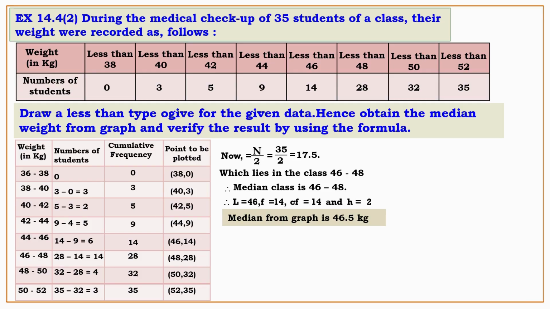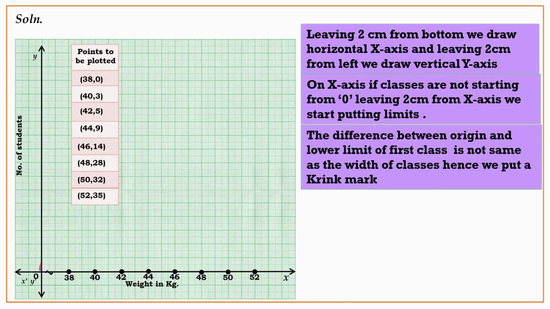And what is the corresponding median class? That is 46 to 48, right? So in that case, what will be the L? L will be 46, F is 14, because the corresponding frequency of the median class is going to be F, and CF is 14 and H is 2. H is the difference between the lower limits of two subsequent class intervals. Now put everything in the formula.